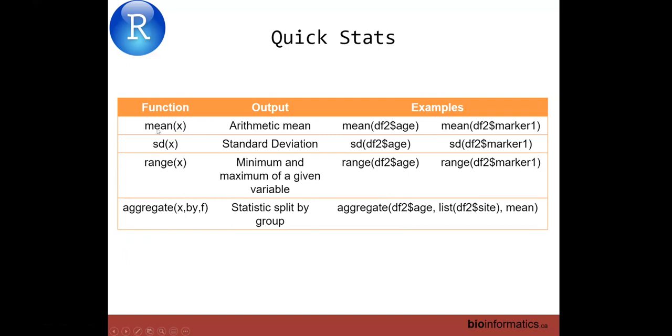So here is the mean, it's the arithmetic mean. So you could take the mean of the age, the mean of marker one, standard deviation, right? Take the standard deviation of either. Range will give you the minimum and maximum value.